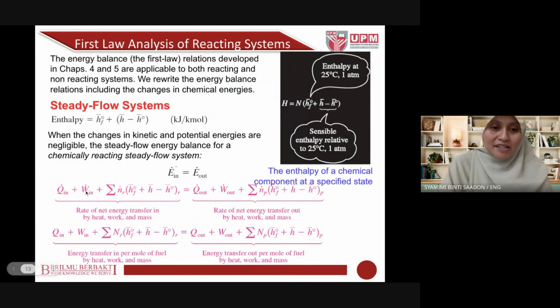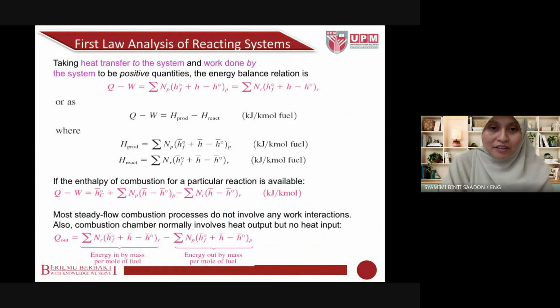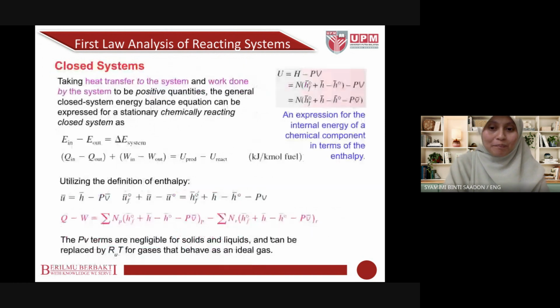Usually we neglect the potential and kinetic energy, etc., and also neglect the heat transfer and work, so we have only this part, the enthalpy part. Again, it can be written also like this: the difference of the enthalpy of the products and the reactants. So from the energy balance we have Q and minus W, etc. Okay, it's the same.